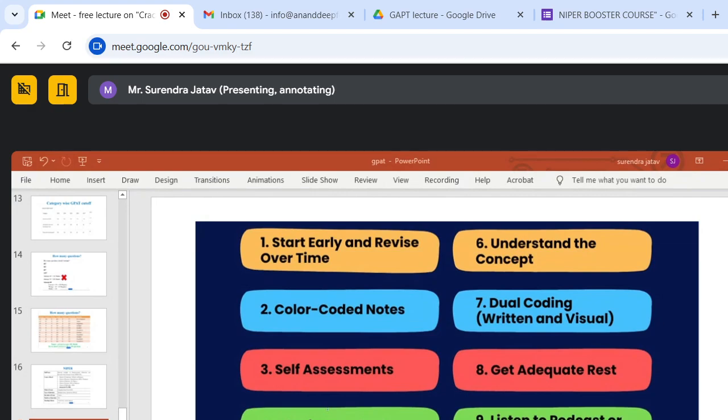Revise when performing another task. Means if you're doing some other work, let's say you are watching a movie, or you're at home, or going outside to the market, at that time just revise your topic. What I studied today.